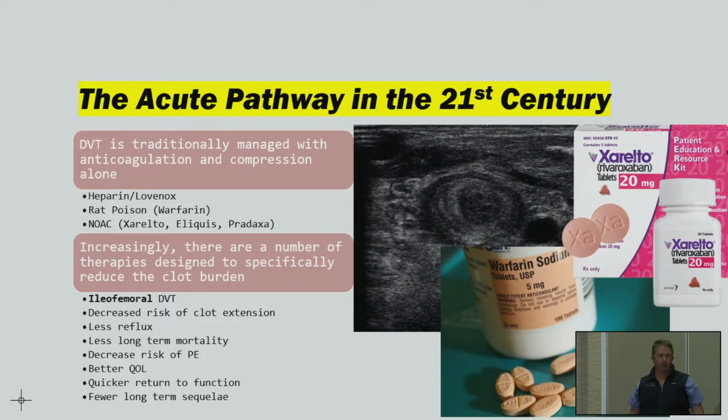So the acute pathway, classically, rat poison, which is warfarin, heparin, Lovenox pathologies. Now we've moved on to NOACs, which has revolutionized the way we treat these. Most DVTs, if an emergency room calls and says, "I have a DVT in the ER," I say, "Put them on a NOAC and we'll see them in the office tomorrow." You don't have to necessarily put them on a long-term heparin drip.